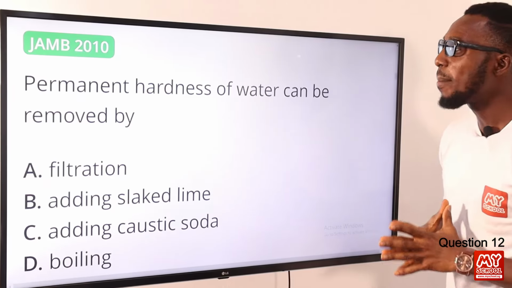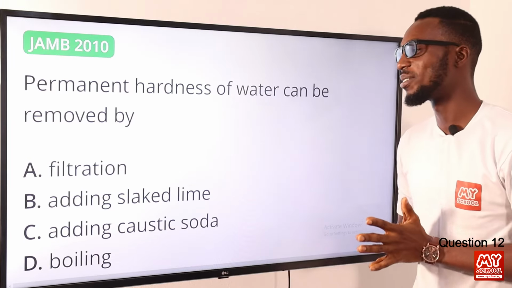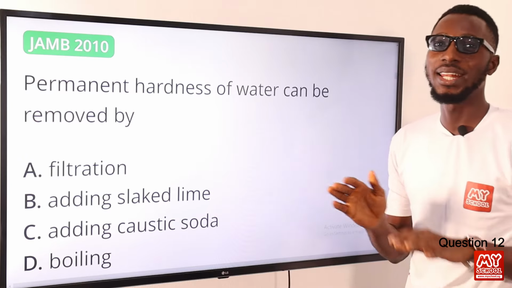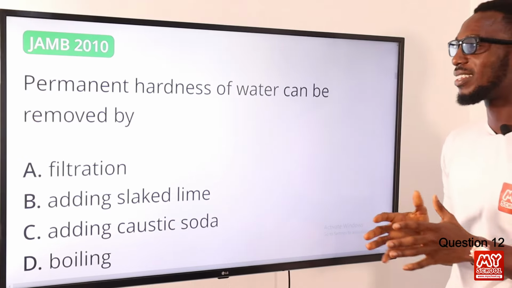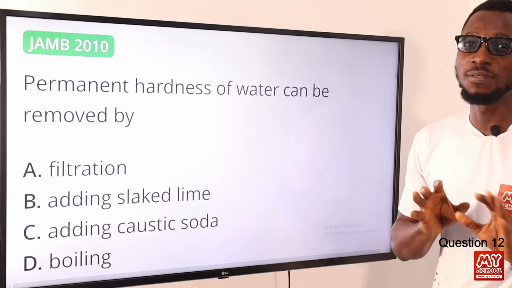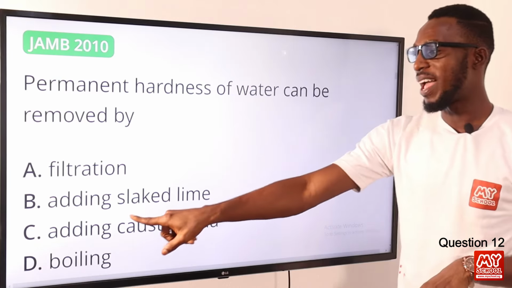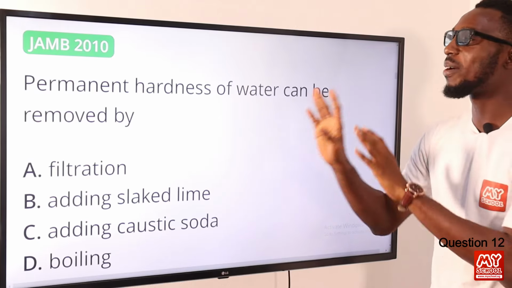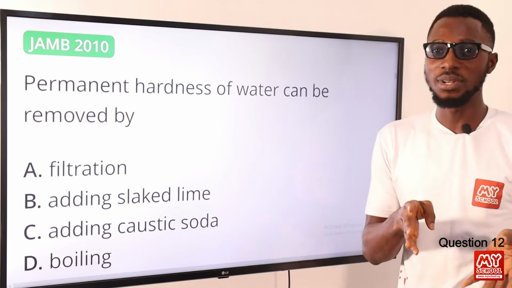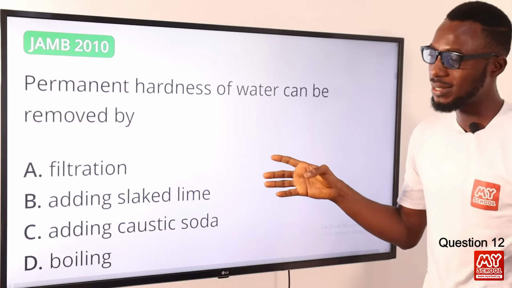12. Permanent hardness of water can be removed by what process? At first we have to know about temporary hardness and permanent hardness. Temporary hardness is caused by the presence of dissolved calcium hydrogen trioxocarbonate IV, and we can remove that by boiling and by adding slaked lime. Permanent hardness is caused by the presence of calcium and magnesium ions in the form of soluble tetraoxosulfate VI and chloride.